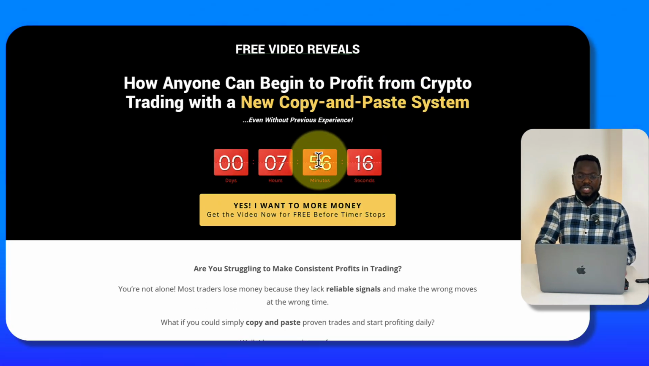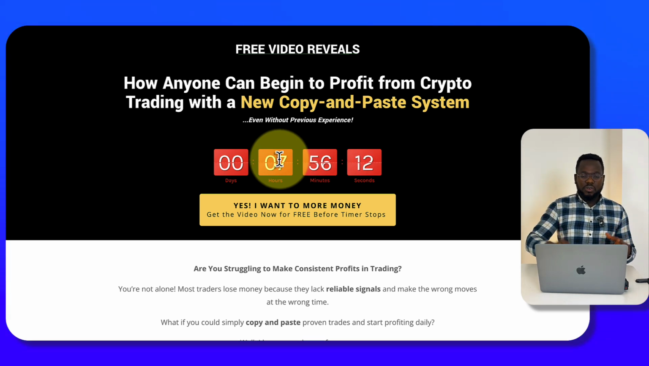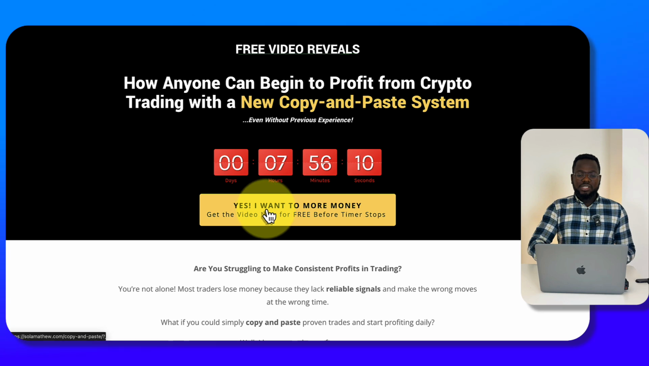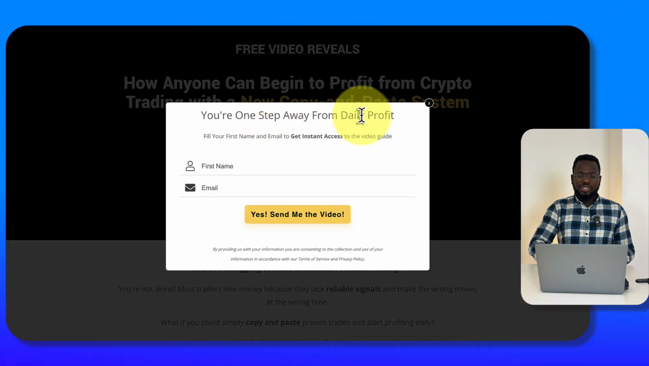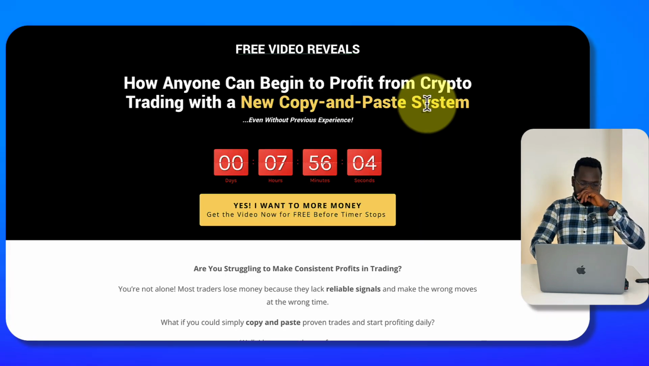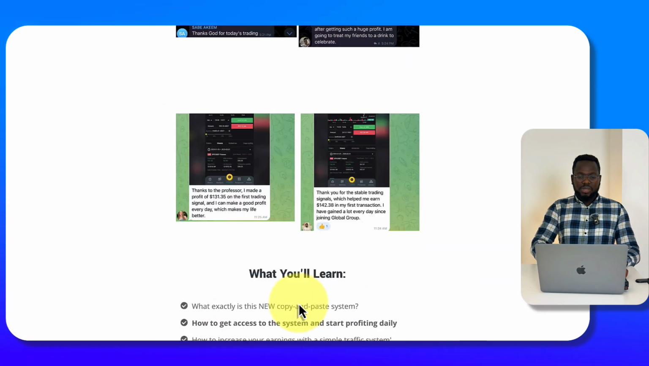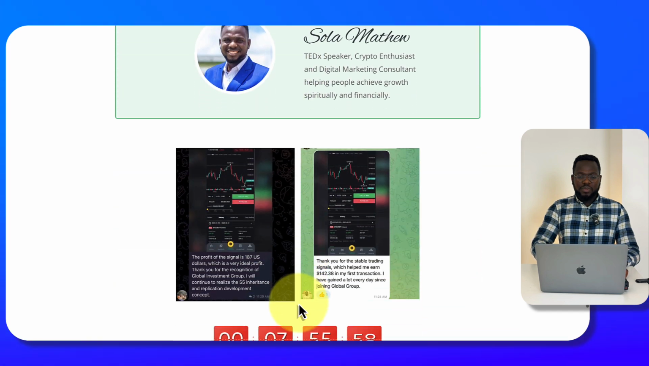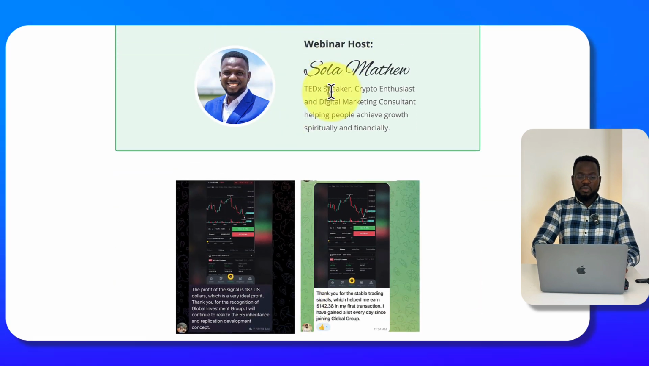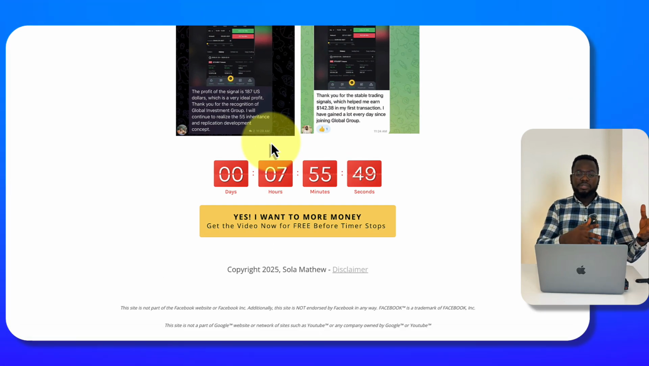And as you can see, it has a countdown timer to do what? To create urgency. And the button says "I want more." This is where you just put simple information, their name and email. Send me the video. And then it talks about certain things here. It talks about the testimonials and people, and then talks about the person, the webinar host. That's why I was saying we're supposed to have a little bit about the person that is hosting the event on that page itself.